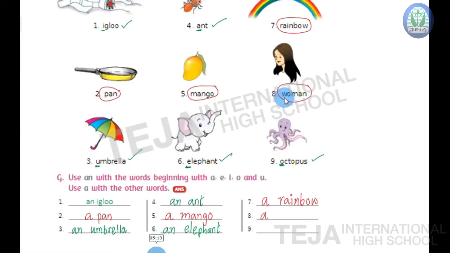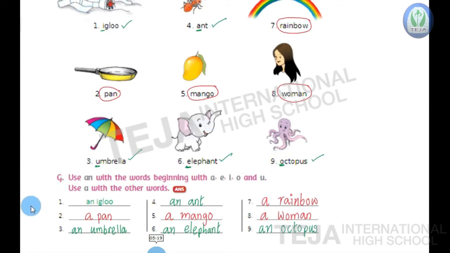A woman. W-O-M-A-N. Woman. A woman. Now the last one is octopus. So the starting letter is O. O is a vowel. So write down an octopus. Okay. That is about bit G, children.